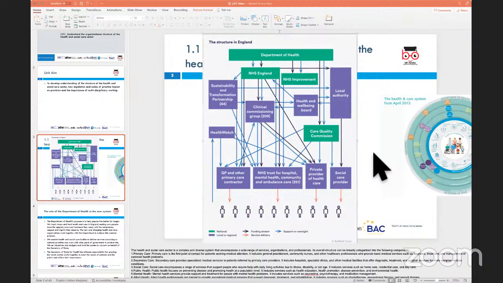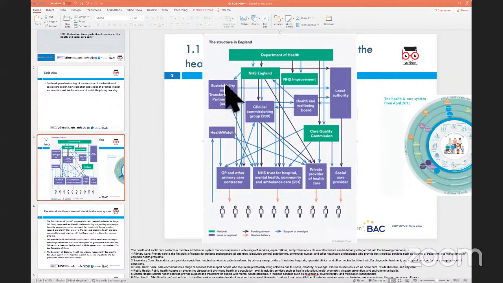It becomes an act. And that act is then used to create policies and guidelines, which are then provided to other multidisciplinary organizations, which are essentially working with the NHS to provide primary, secondary, social care, mental health care, and public health services to members of the public.